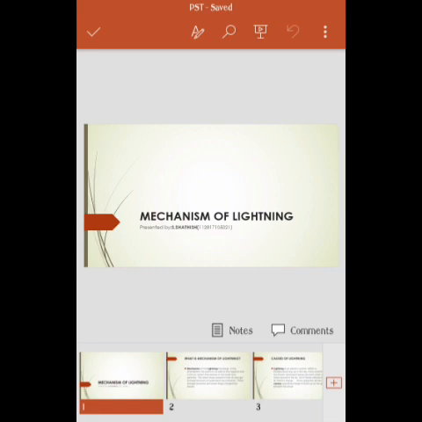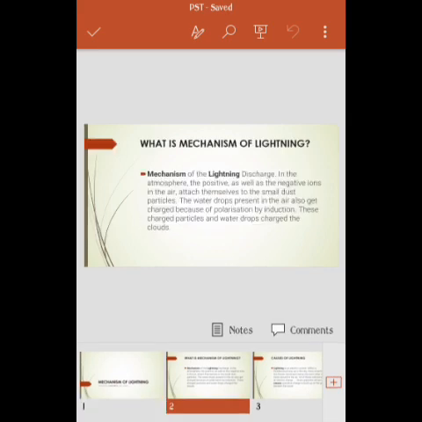Today we are going to see about the mechanism of lightning. Okay, let's move on to the topic. The mechanism of lightning is nothing but how the lightning occurs.